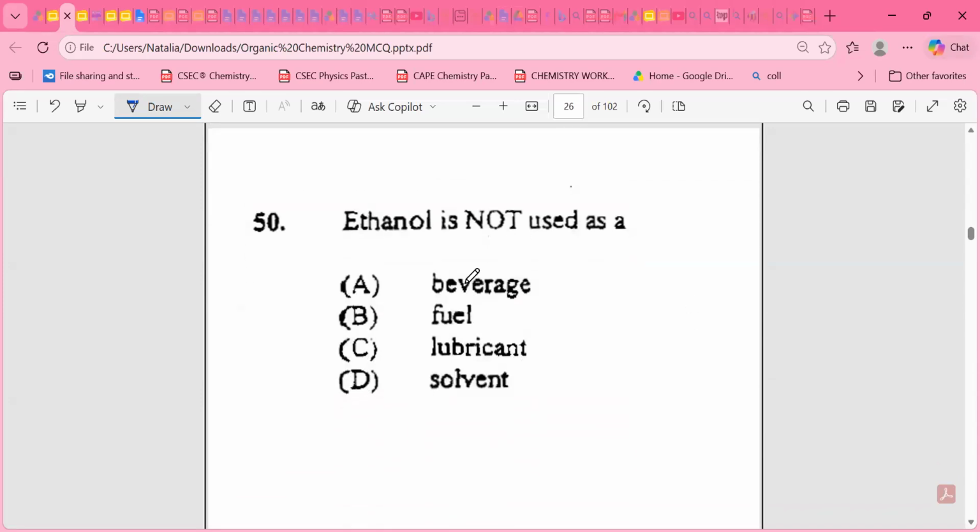Ethanol is not used as a lubricant. We know we drink alcohol in wine, so it's used as a beverage. We know we have ethanol gasoline, where we mix ethanol with gasoline to get fuel. So yes, it's not used as a lubricant. We use it as a solvent. So the answer is C.